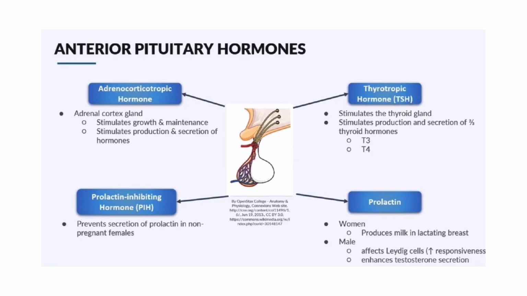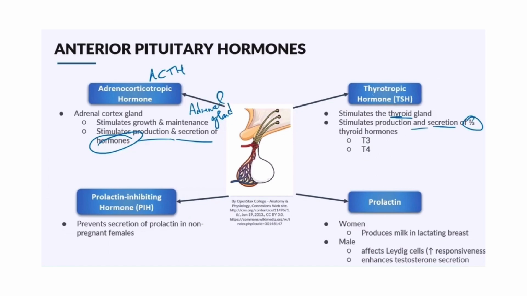You've got the adrenocorticotropic hormone, the thyrotropic hormone, the prolactin inhibiting hormone, and prolactin. Now, the adrenocorticotropic hormone, or ACTH, is responsible for controlling the adrenal cortex in the adrenal gland. What it does first is it stimulates the growth and maintenance of the adrenal gland itself. Then it also helps to stimulate production and secretion of the hormones associated in the adrenal gland. Now, the thyrotropic hormone stimulates the thyroid gland, and it's going to stimulate the production and the secretion of the thyroid hormones, so T3 and T4.